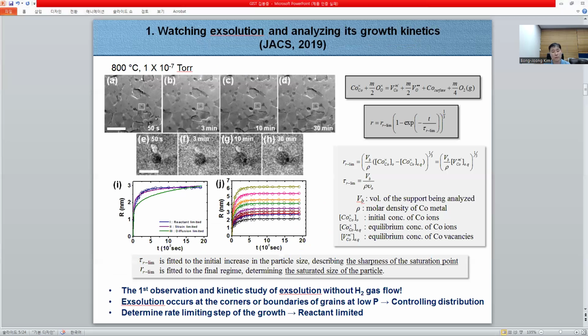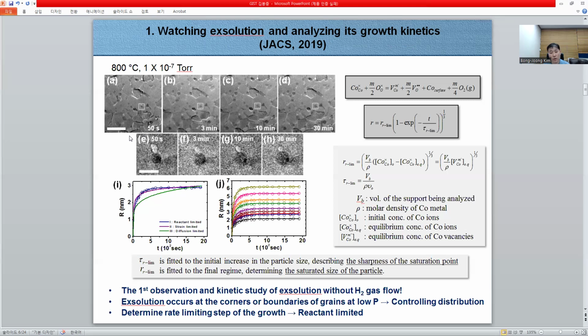About 5 years ago, we watched exsolution phenomena and analyzed its growth kinetics using in situ TEM. This was published in JACS as a front cover paper at that time. We deposited cobalt-doped strontium titanium oxide films on silicon nitride special TEM grids using pulsed laser deposition, forming polycrystalline oxide films. As you can see, there are many grains.